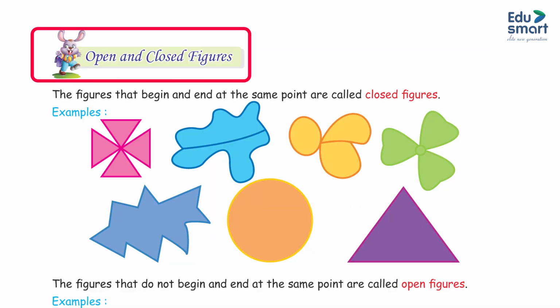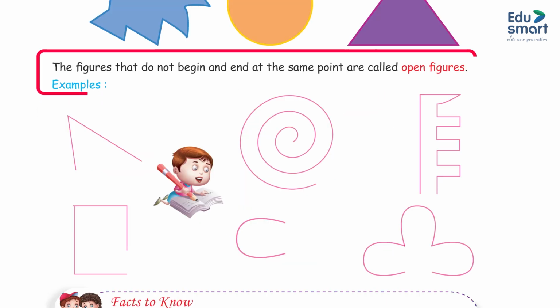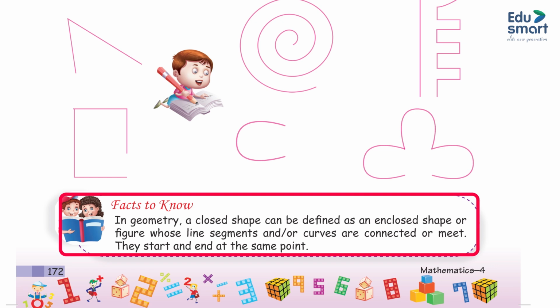Open and closed figures. The figures that begin and end at the same point are called closed figures. Examples. The figures that do not begin and end at the same point are called open figures. Example. Facts to know: in geometry, a closed shape can be defined as an enclosed shape or figure whose line segments and/or curves are connected or meet. They start and end at the same point.